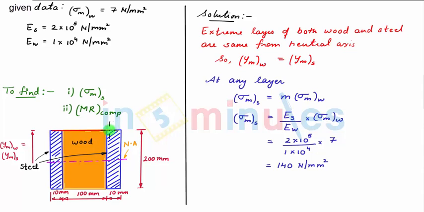At this extreme layer, the stress in wood is 7 Newton per mm square. The stress in steel at the same layer is 140 Newton per mm square.